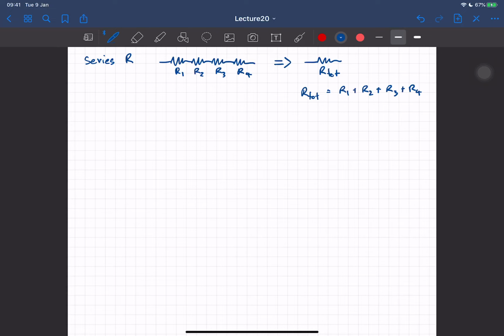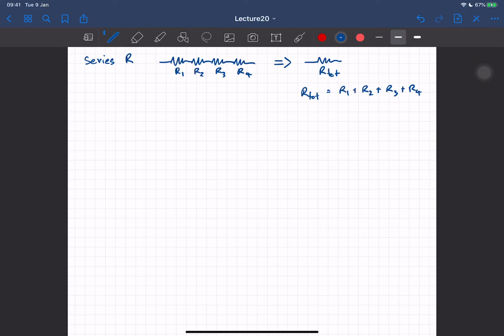So let's draw it like this. This is 10, 20, and then 40 ohms. You look at this and ask yourself, what is the smallest unit of resistor in this circuit? The way to do it is that you want to combine the same kind of connection. So all series, and if it's parallel, then all parallel.